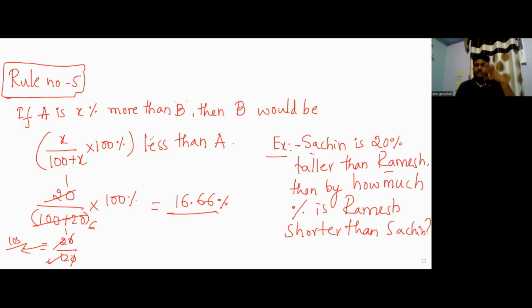This is if the other person is taller or greater, things like that. Next, write down rule number 6. Rule number 6 is basically when it is shorter or less than. If A is X% less than B, then B would be X upon 100 minus X. Here the number is 100 minus X more than A.